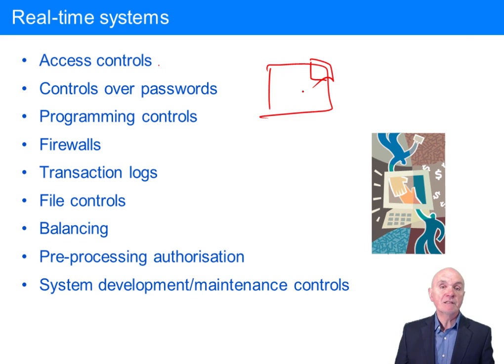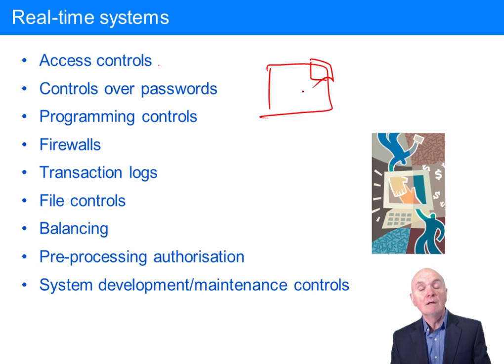File controls, to make sure we're using up-to-date files and not processing a file maybe from a week ago. Balancing, making sure the trial balance balances, making sure the control accounts reconcile to the sum of the individual accounts and so on.